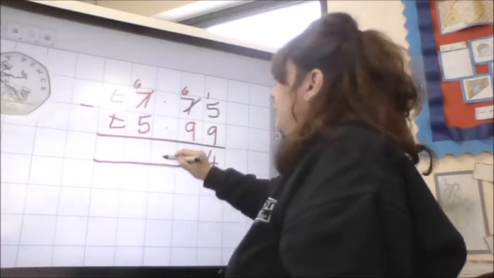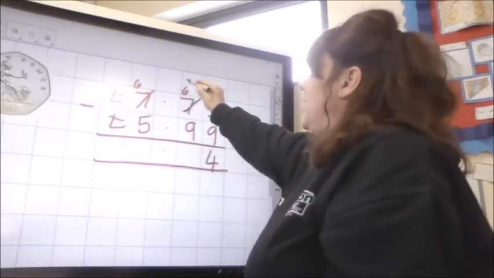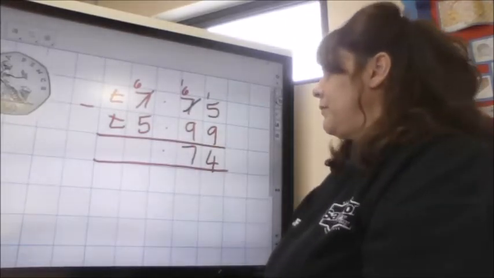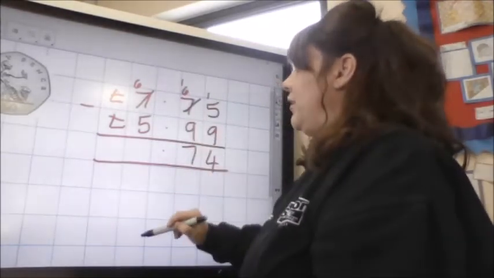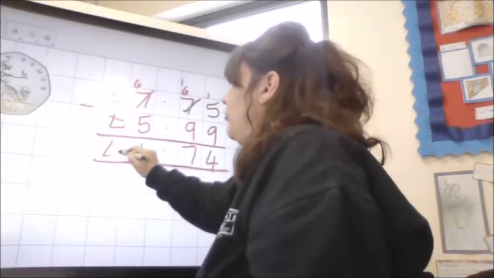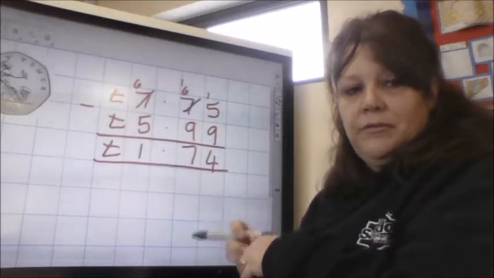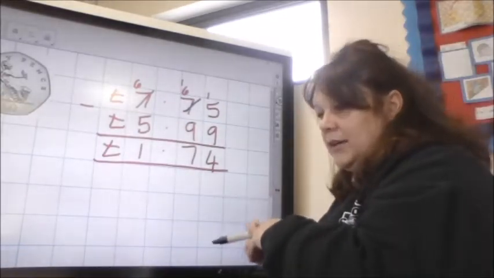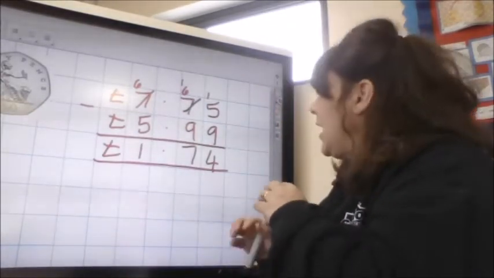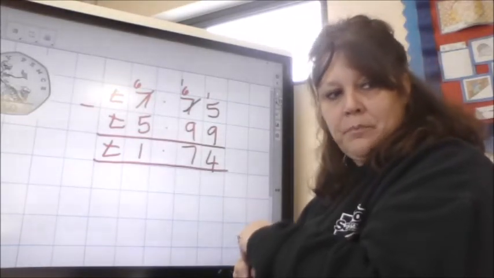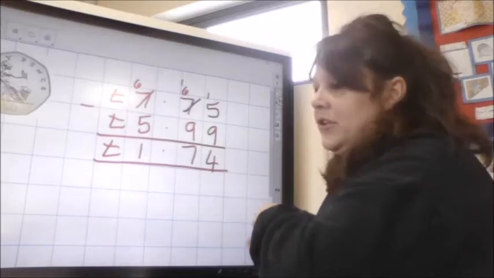And there we go. Okay, putting my decimal point in there. So that becomes 16. 16 take away 9 is 7. And then I've got 6 take away 5 is 1. So I know the difference between £7.75 and £5.99 is £1.74. Okay, so £1.74.